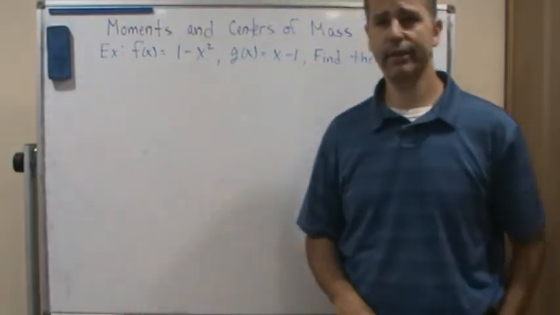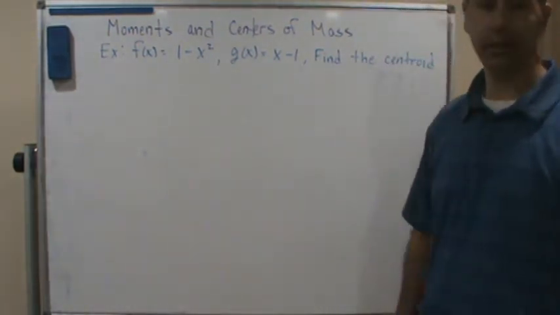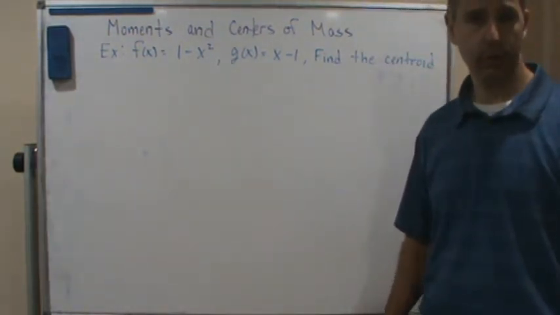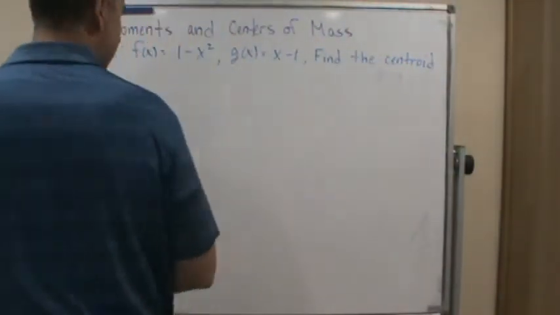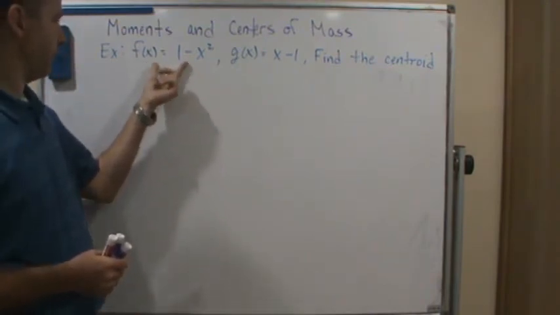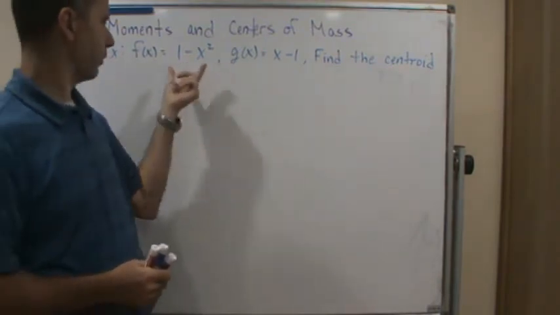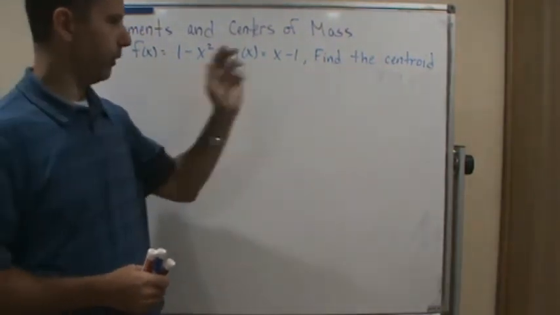Okay, so now in this example, we're going to do a region that is bounded by two curves, the graphs of two different continuous curves. So in this case, it's bounded by the graph of this curve and the graph of this curve. Both of these are continuous. And we want to find the centroid.